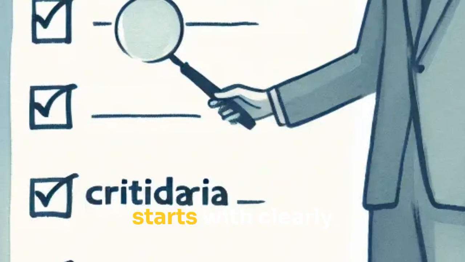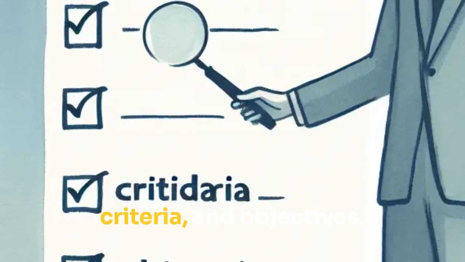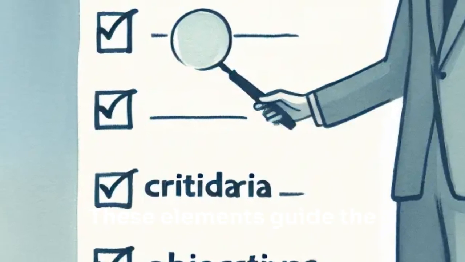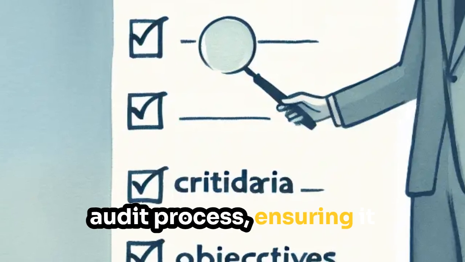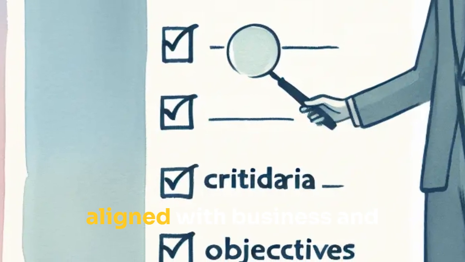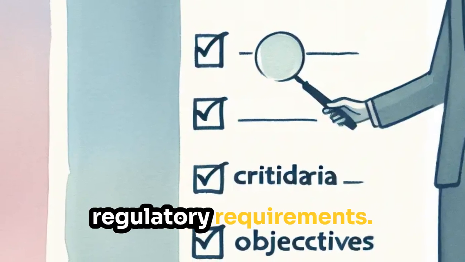A successful audit starts with clearly defining the scope, criteria, and objectives. These elements guide the audit process, ensuring it is focused, efficient, and aligned with business and regulatory requirements.